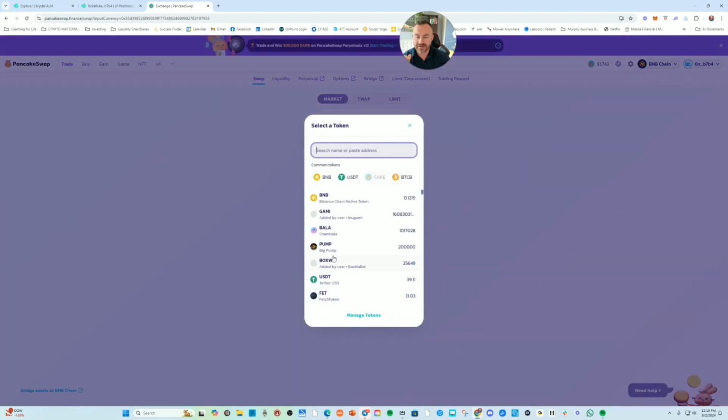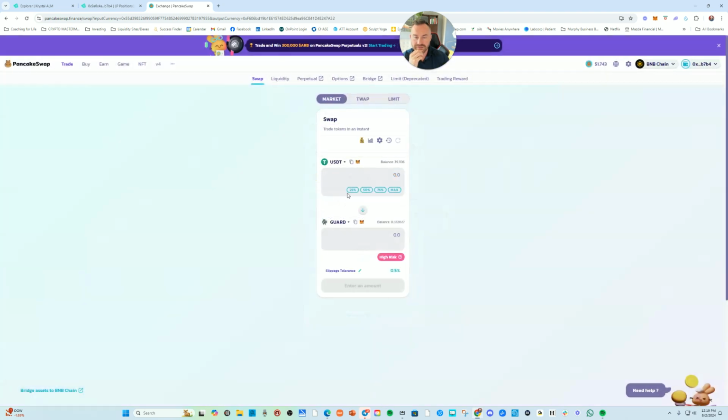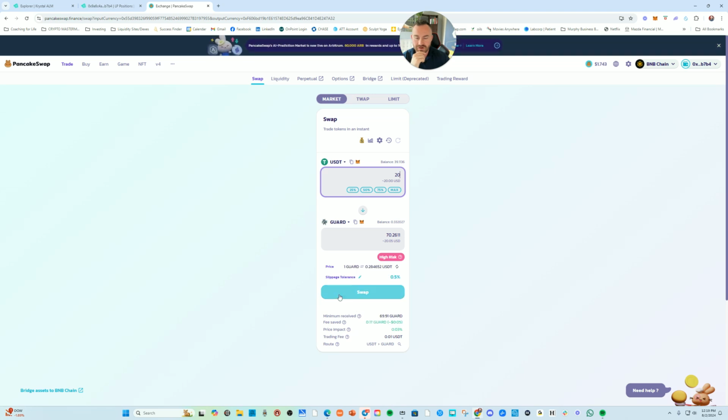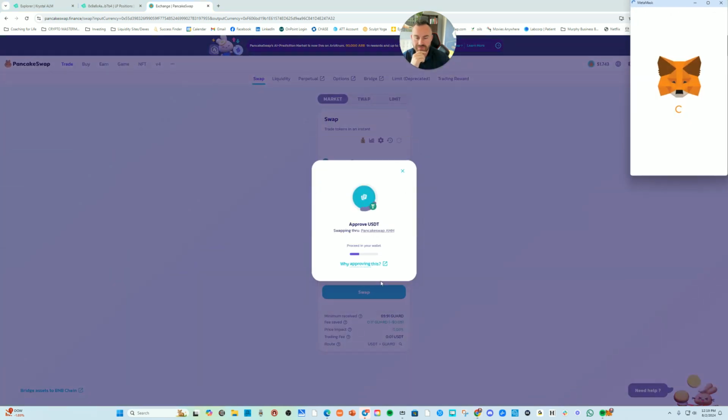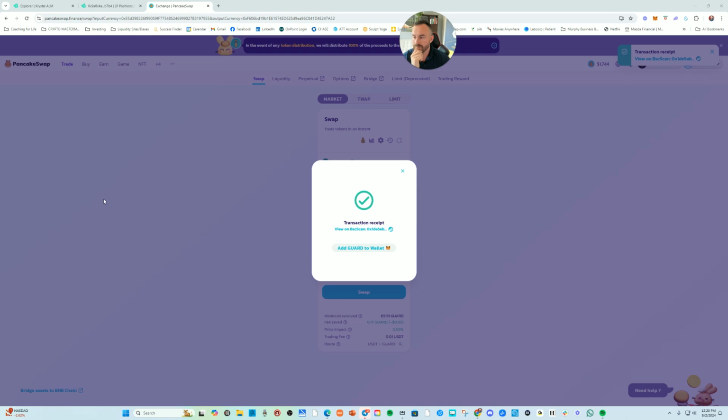So now I can say, all right, I want to trade that USDT. I want to get some Guard. Great. And I'm going to do my other $20. I'm going to get 70 Guard, swap, confirm swap. Okay, transaction confirmed. If you haven't yet, obviously add Guard to your wallet so you can view the asset that you just purchased. And that's that.